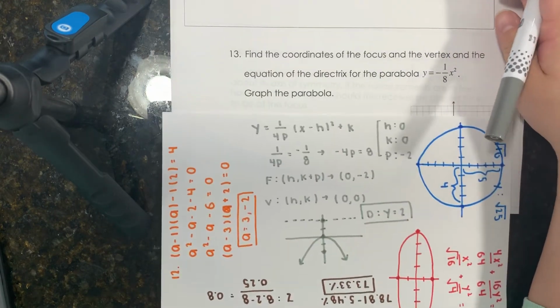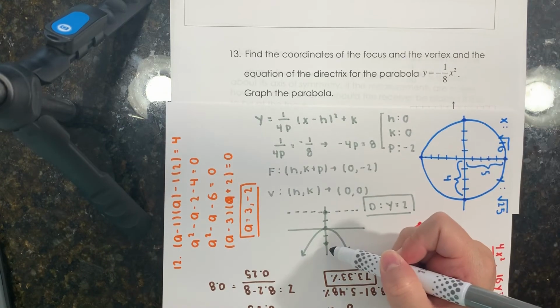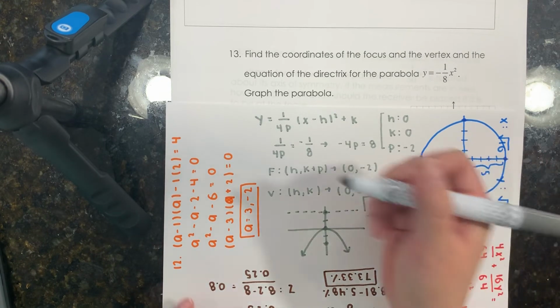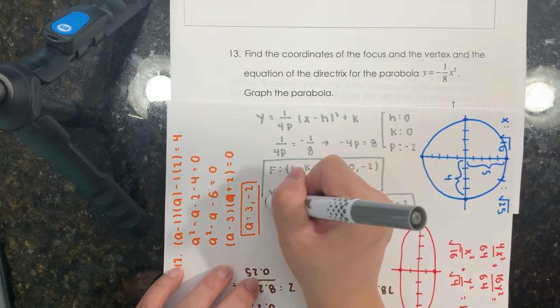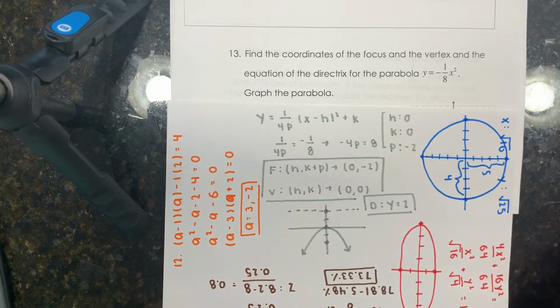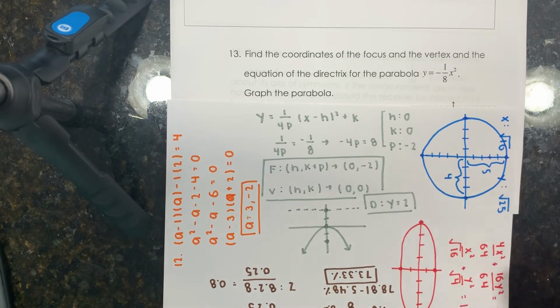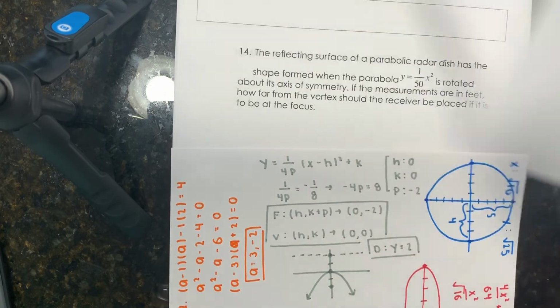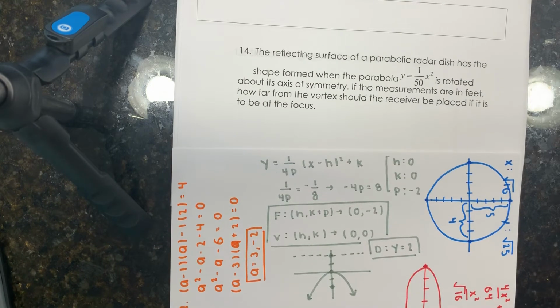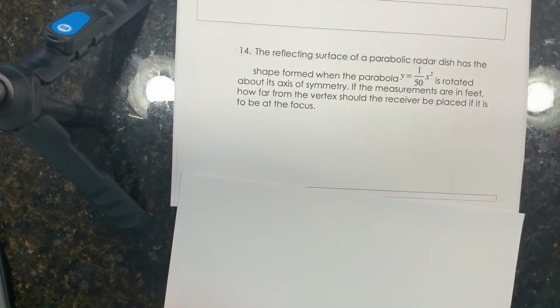And for this problem, they wanted you to graph the parabola, which I did, find the coordinates of the focus and the vertex, which we found here, and to find the equation of the directrix, and that's it. So that concludes number 13. So you have to do some memorization on that one, just like you normally do on problems. And then moving on to number 14.